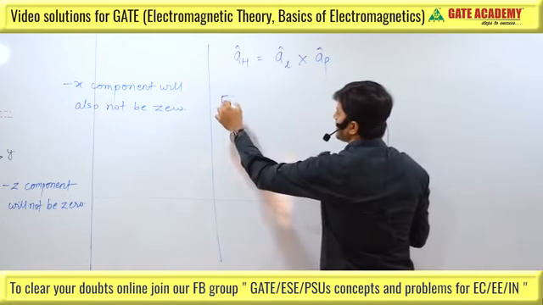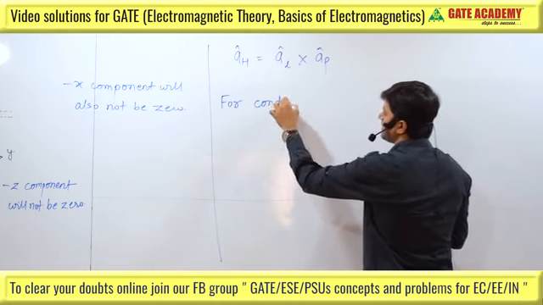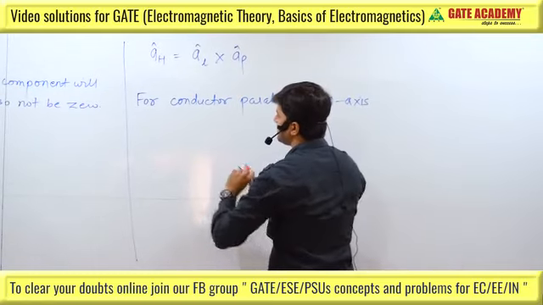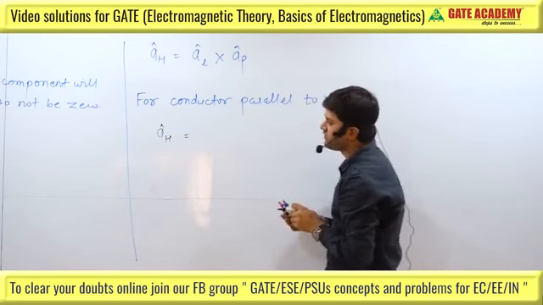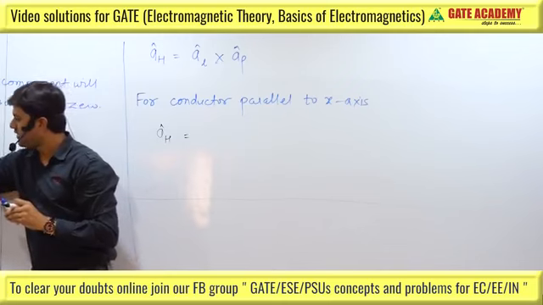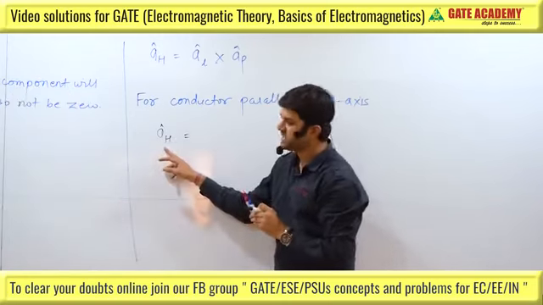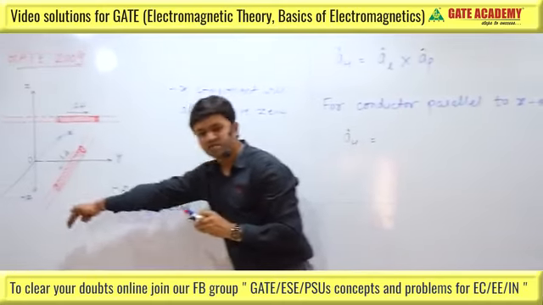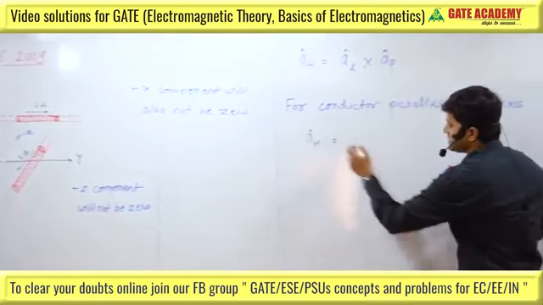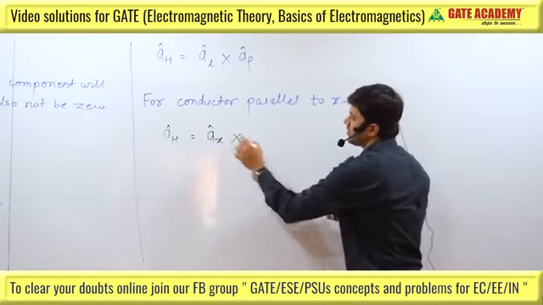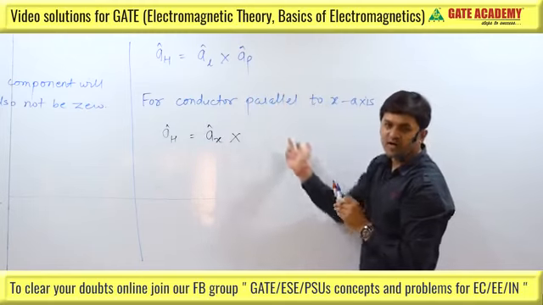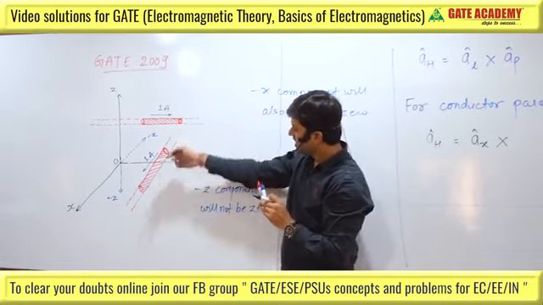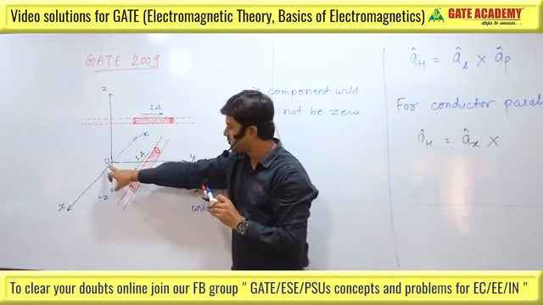So here, for the conductor parallel to the x-axis, what will be the direction of magnetic field? For this particular conductor, A_L is the unit vector in the direction of flow of current. The current is flowing in the positive x direction, so A_L will be A_x cap, cross product with the perpendicular distance from the conductor to the point of interest. This conductor is also parallel to the x-axis, outside the board, and the point of interest is the origin.